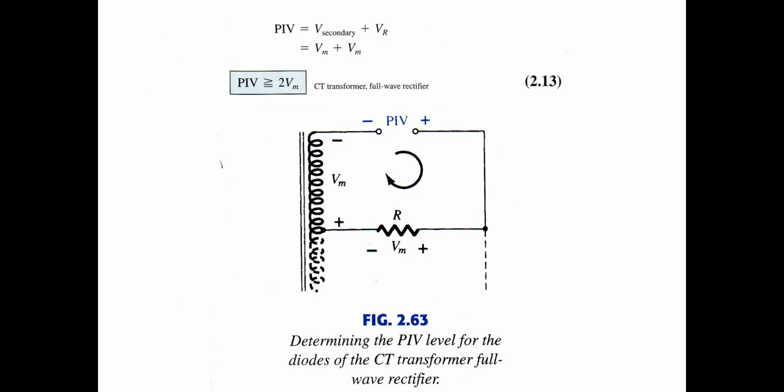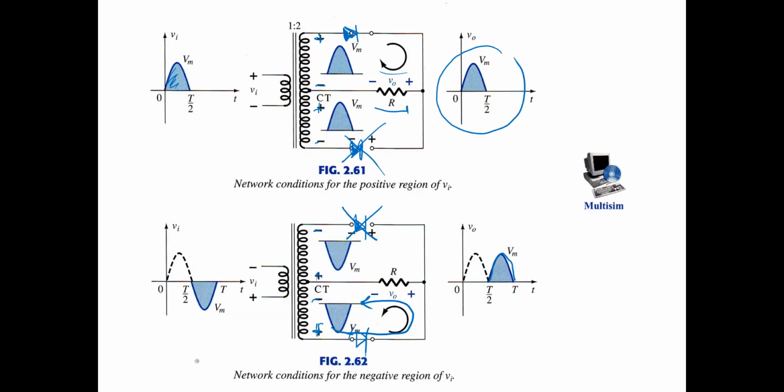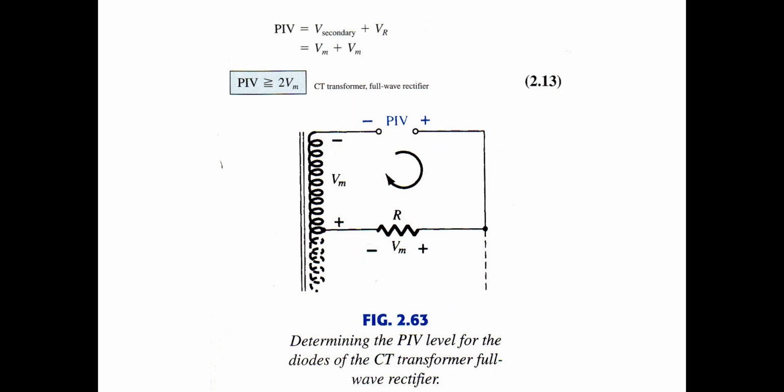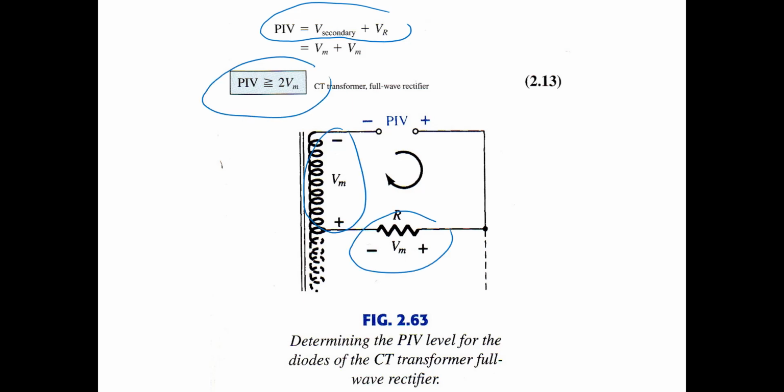Okay, and the PIV, peak inverse voltage, is increased because we use a CT transformer. So the PIV is the secondary voltage plus VR. So we have Vm plus Vm here. This is the positive Vm and the negative Vm. So we have the PIV equal to 2Vm.